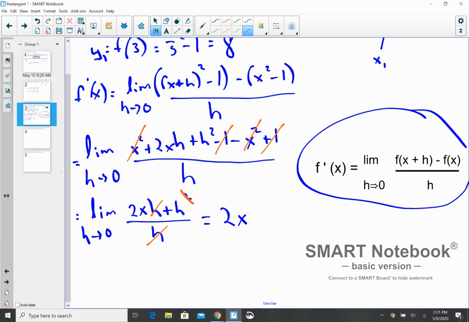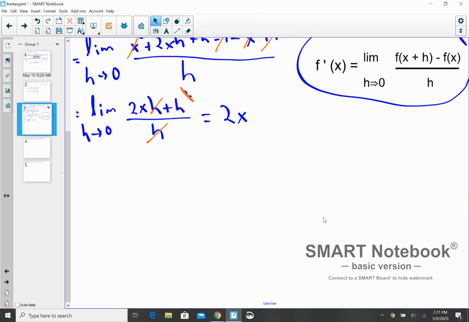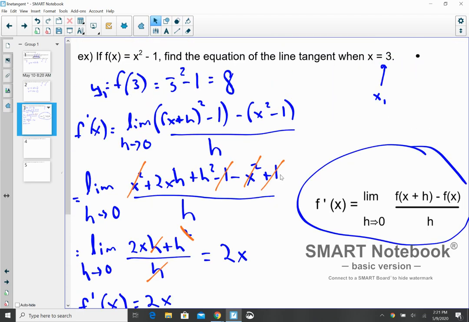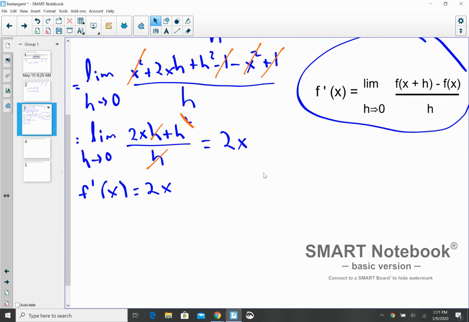All right, so what's that give me? That's the derivative. So let me give myself just a little bit more room here. All right, so then that tells me that f prime of x equals 2x. And now what was the x value way up here at the beginning? It was 3. That y value was 8. So f prime of 3 then is going to equal 2 times 3, which is 6.